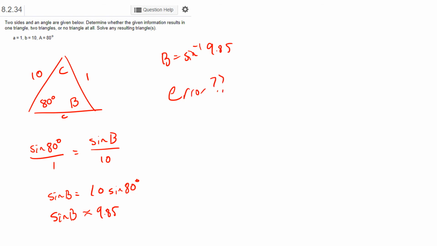Back in the before times when we had in-person classes, at this point a lot of students raised their hand and said something's wrong with my calculator. Nope, there is nothing wrong with your calculator. You never should have taken the arc sine of 9.85. Remember, the sine of an angle must be between 1 and -1. So how can I have an angle whose sine is 9 point something? You simply can't. There is no solution here.